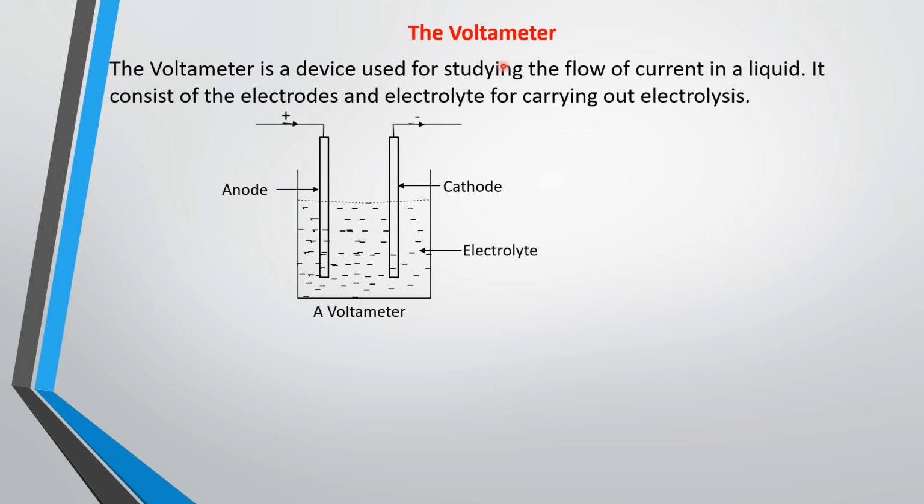Alright, so in the voltameter you have the electrodes, the anode and the cathode. The anode is the positive electrode and the cathode is the negative electrode. Then you have your electrolyte. Then this is the container. So this complete setup is the voltameter.